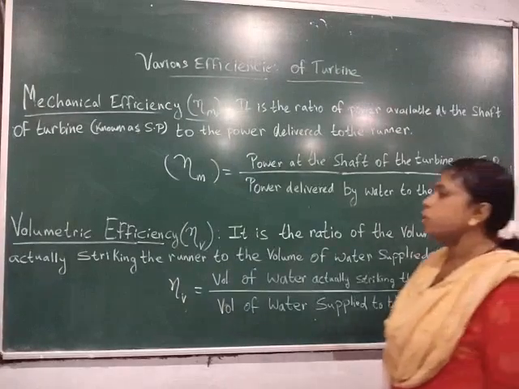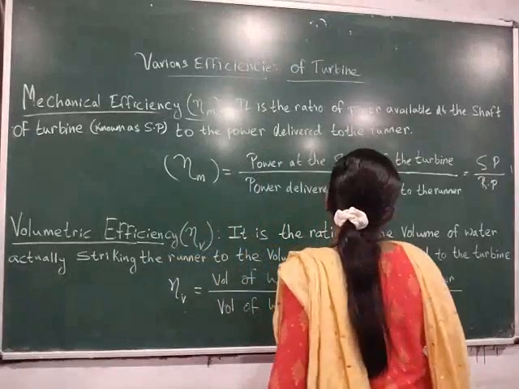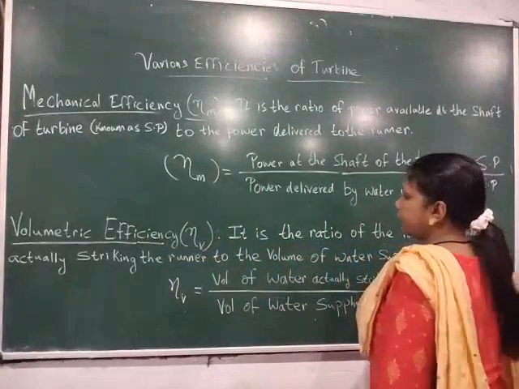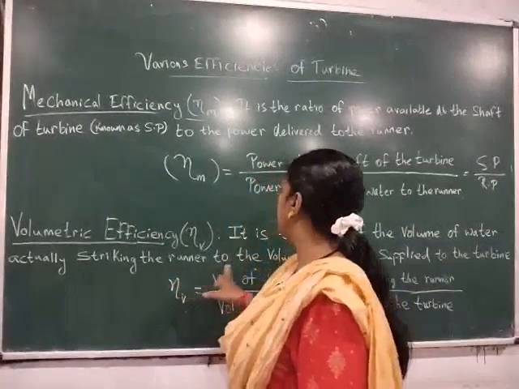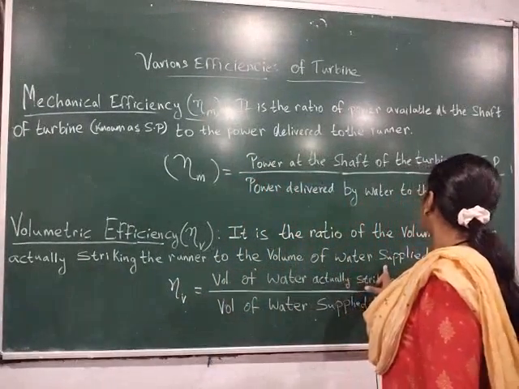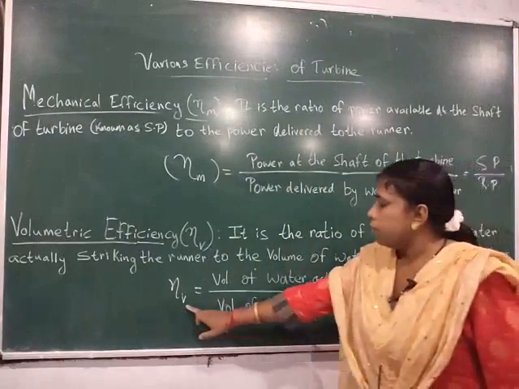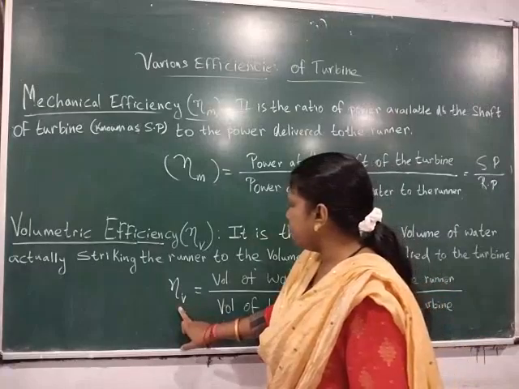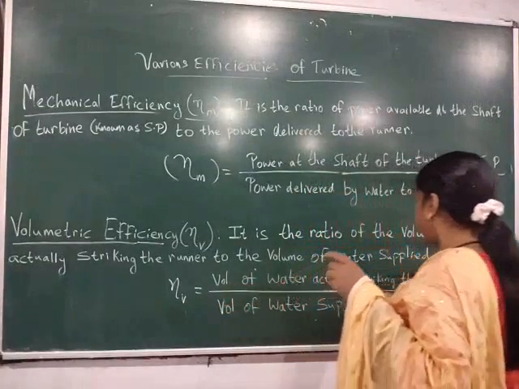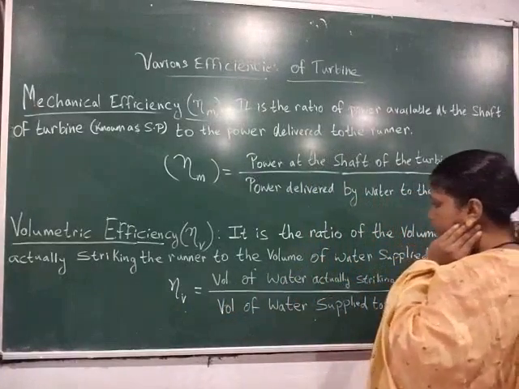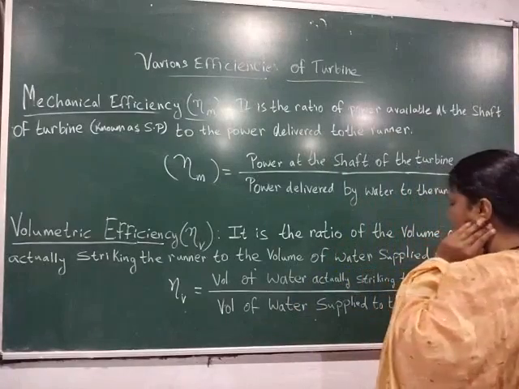Next is your volumetric efficiency. It is the ratio of the volume of water actually striking the runner to the volume of water supplied to the turbine. Hence, we can write volumetric efficiency as the ratio of volume of water actually striking the runner to the volume of water supplied to the turbine.